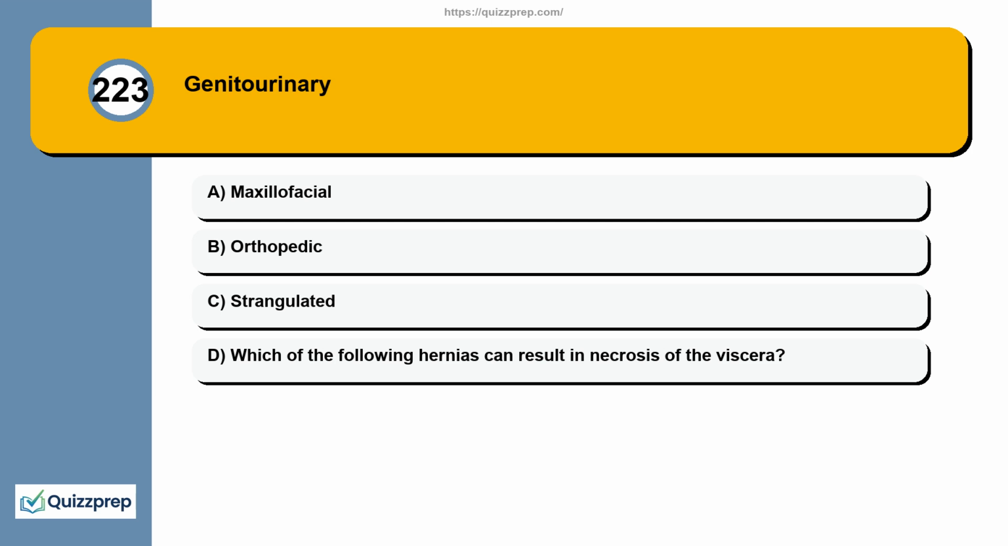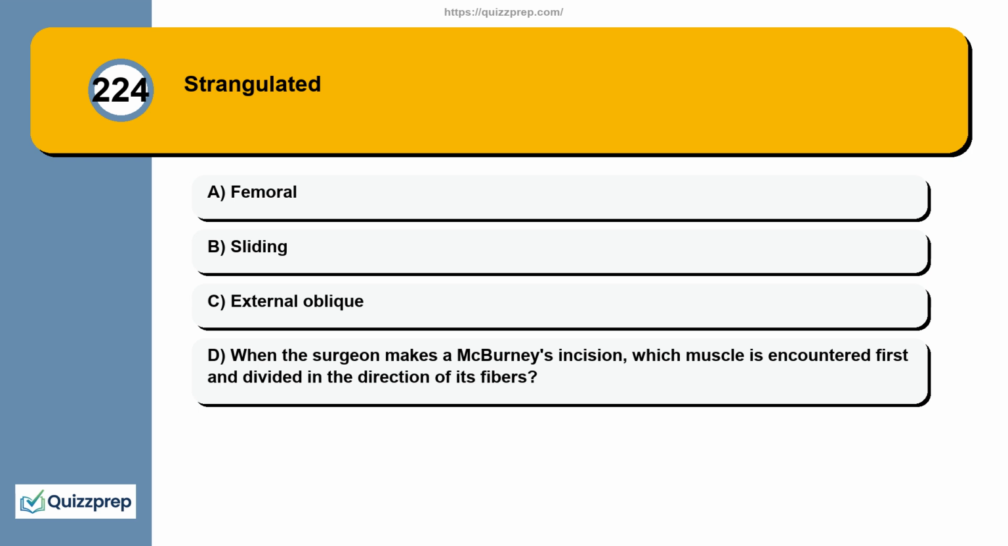Question 223. Genitourinary. Option A, maxillofacial. Option B, orthopedic. Option C, strangulated. Option D, which of the following hernias can result in necrosis of the viscera? The correct answer is option Nan. Question 224. Strangulated. Option A, femoral. Option B, sliding. Option C, external oblique. Option D, when the surgeon makes a McBurney's incision, which muscle is encountered first and divided in the direction of its fibers? The correct answer is option Nan.